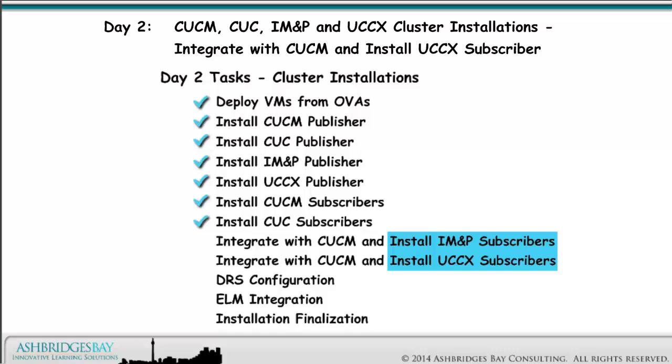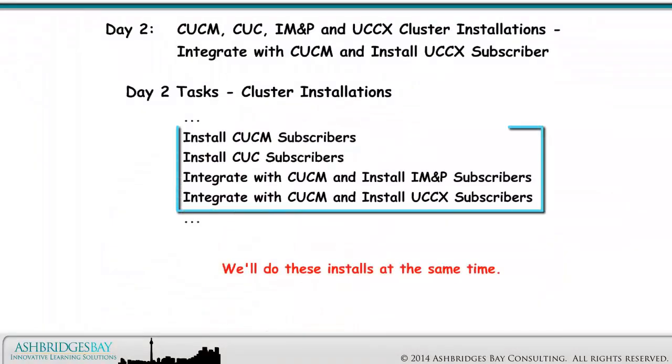Activate the services we need in the CUCM cluster when we install the IM&P and UCCX subscribers. Integrate IM&P and UCCX with CUCM when we install the IM&P and UCCX subscribers. Configure DRS for all 4 applications. Integrate CUCM and CUC with ELM. And do some final tasks, like upgrade VMware tools and configure virtual machine startup and shutdown. We'll do these installs at the same time.